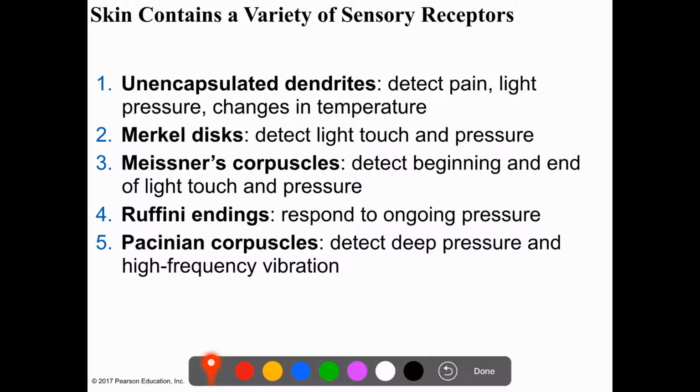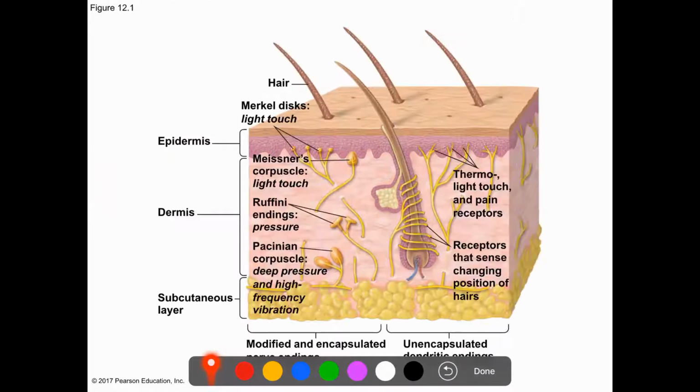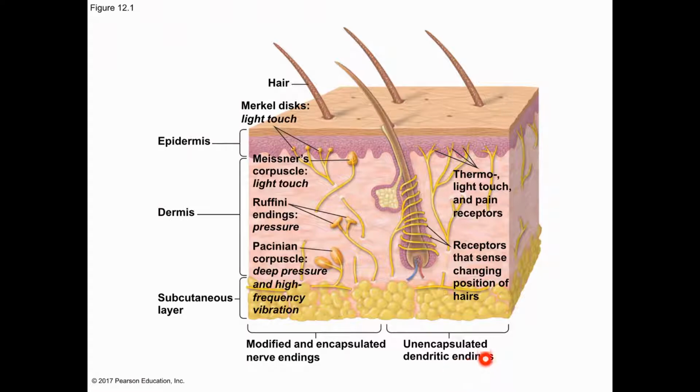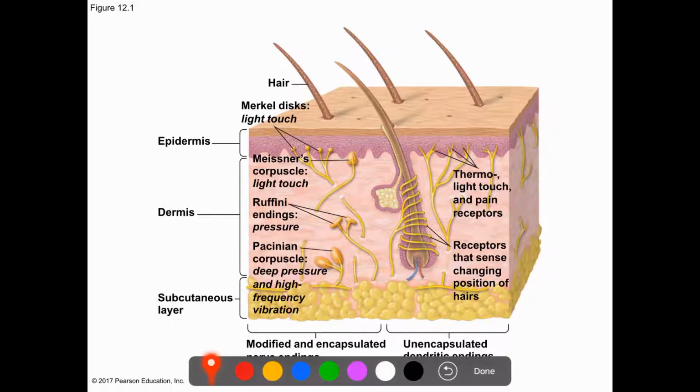Now, for example, our skin contains a variety of sensory receptors. For example, it has the non-encapsulated dendritic endings. These are free endings. They are, for example, for temperature. Also, they are for light touch. They are also pain receptors. Also, there are receptors responsible for sensing the changing of hair positions. So all of these are free nerve endings.